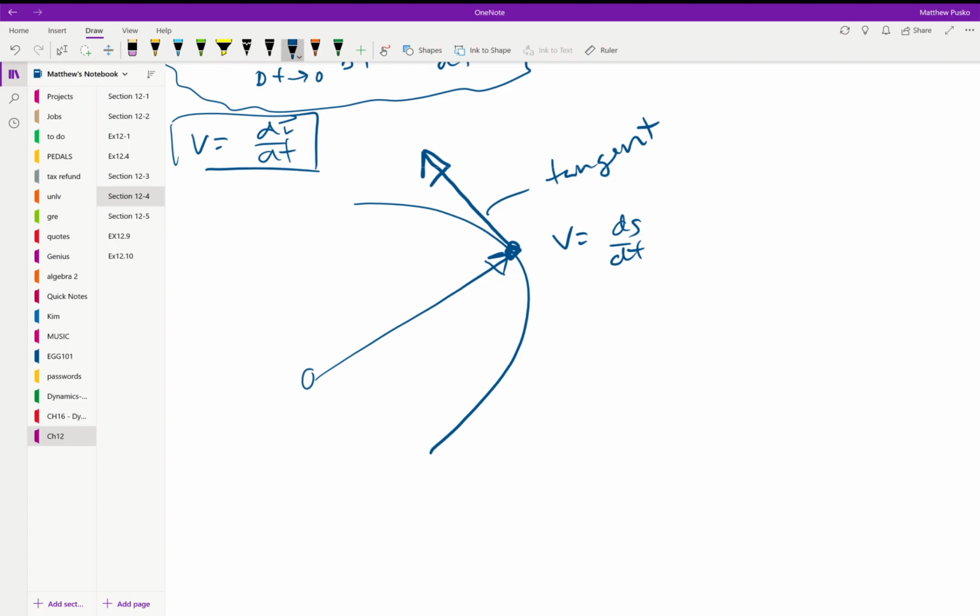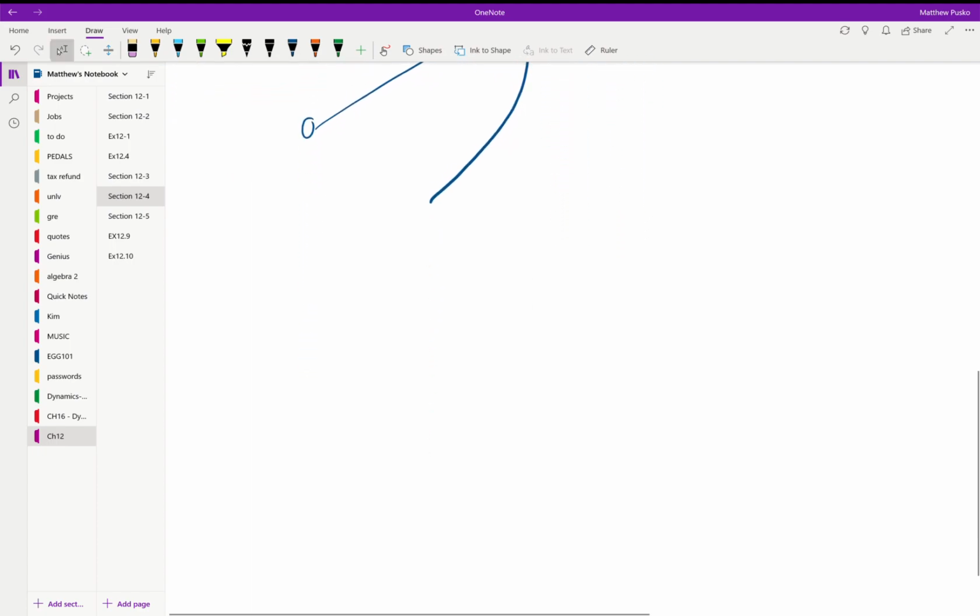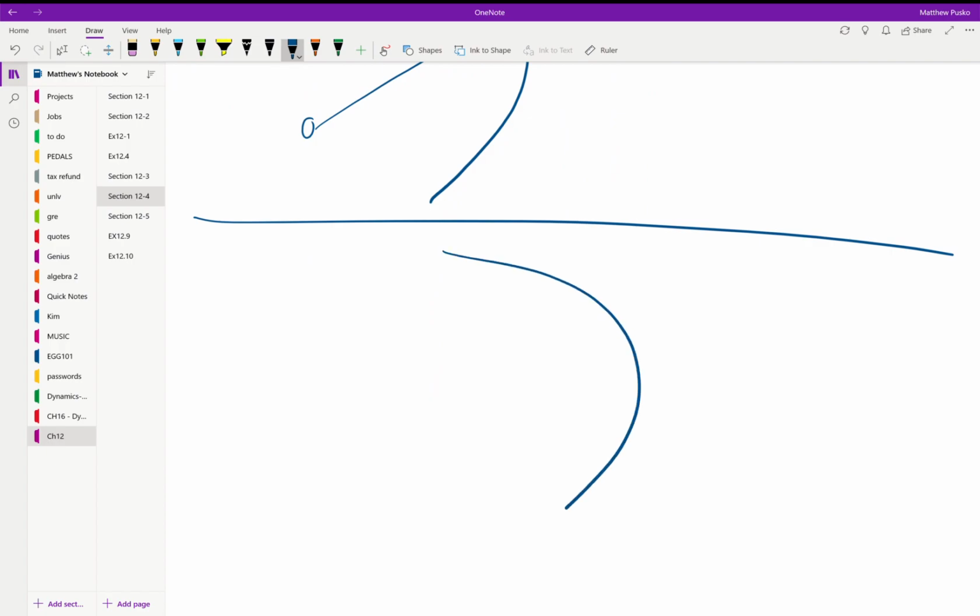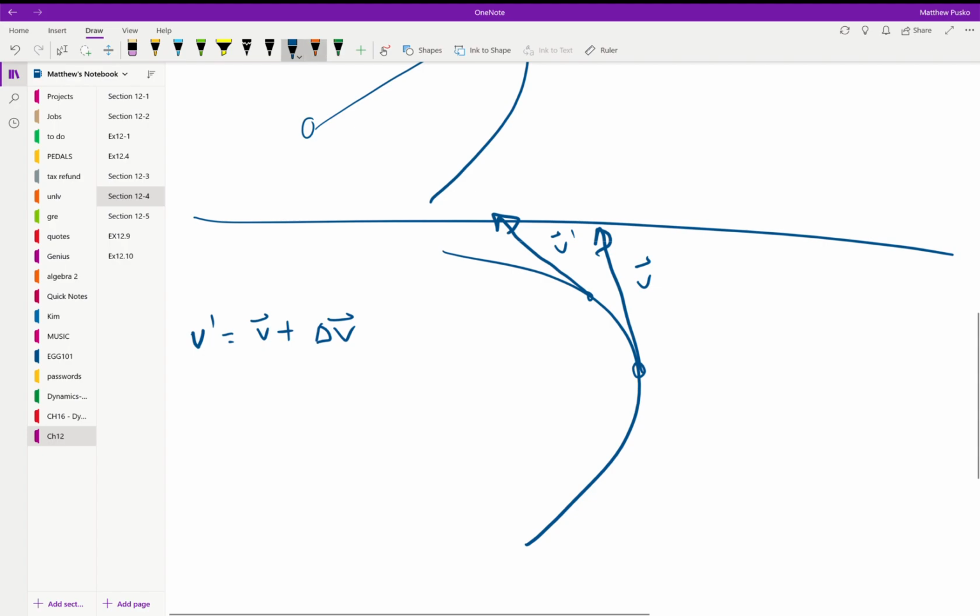Alright, let's take this one step further. If we have a path and at one point it has some velocity, and at another point it's got some other velocity. Notice they're both tangent. We'll call that one v prime. We can say that v prime is equal to v plus delta v. So it had to have some delta v vector to give it some oomph and move it in the other direction, and that comes from an acceleration usually.